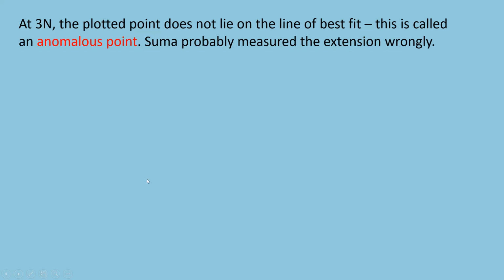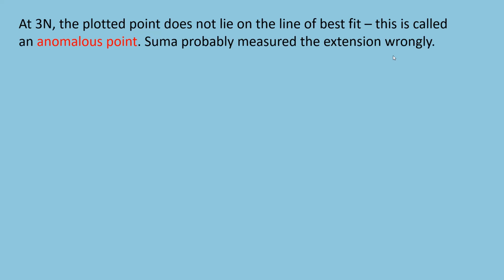At 3 Newton, please go to the graph on page 25 and look at it. At 3 Newton, there is a point that is not on the straight line. What is this point? At 3 Newton, the plotted point does not lie on the line of best fit. This is called an anomalous point. What is an anomalous point? It's a point that is not in the correct place. It's not on the straight line. So Suma probably measured the extension wrongly. In this point, the measurement is wrong. I will repeat the measurement at that point to correct it.